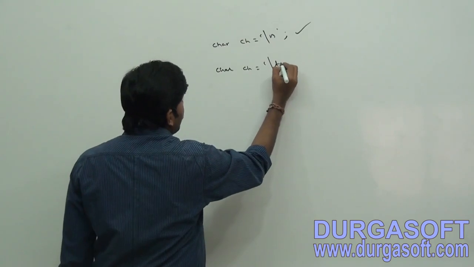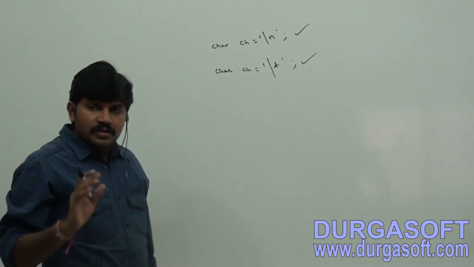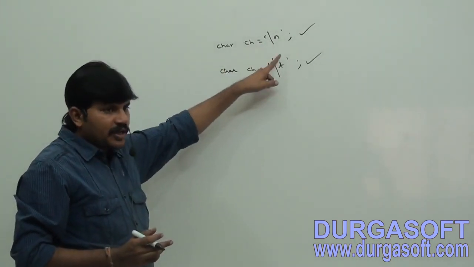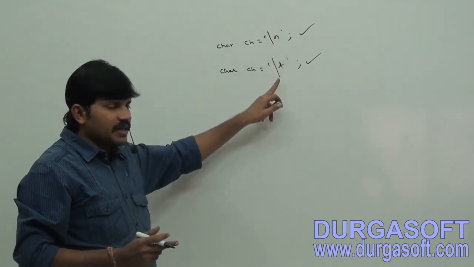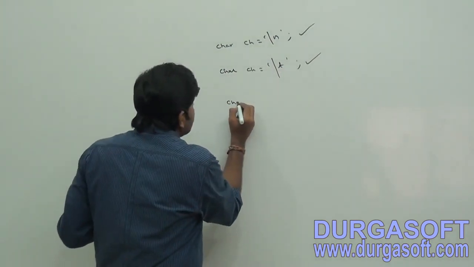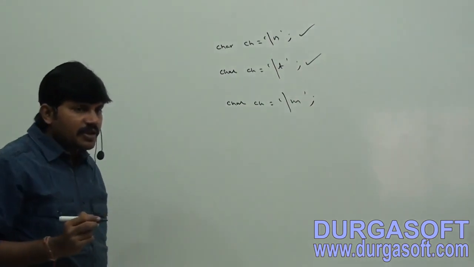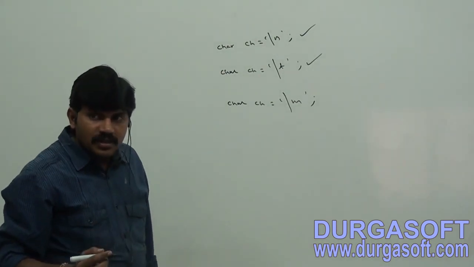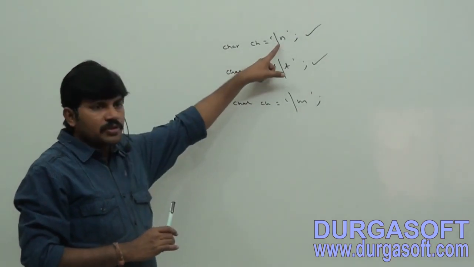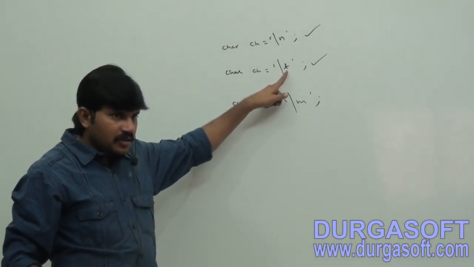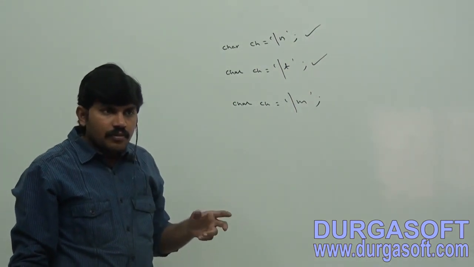Char ch is equal to backslash t. Valid. Horizontal tab. New line. Horizontal tab like. Sir, every escape character we can specify as a char literal. Every escape character is a char literal. That's why we can assign like this. Sir, char ch is equal to backslash m. Can you tell what it means? Backslash m. What it means? Invalid. N means new line. T means horizontal tab. Next, M means mute character.